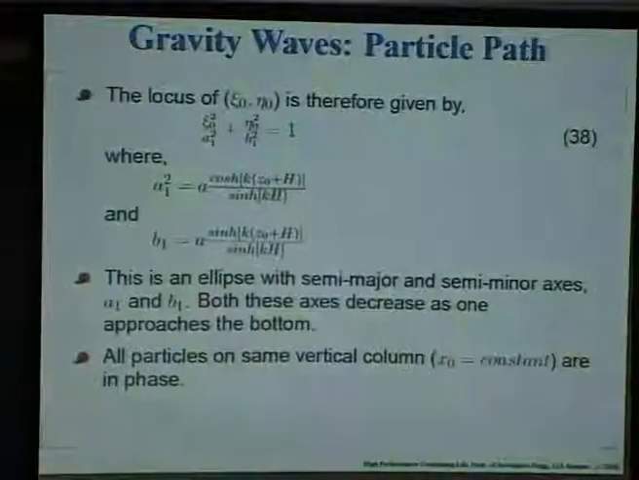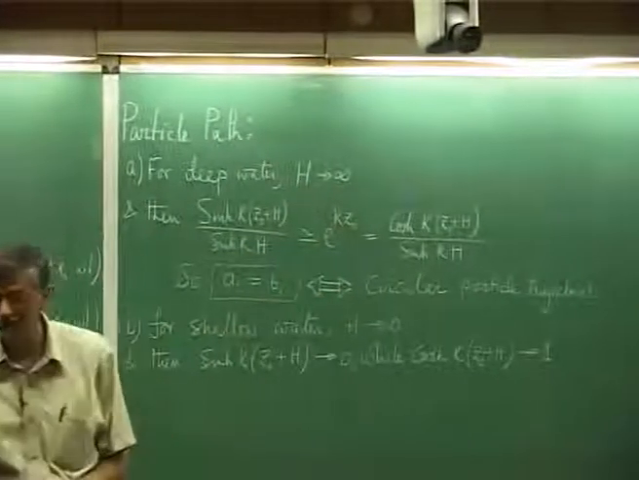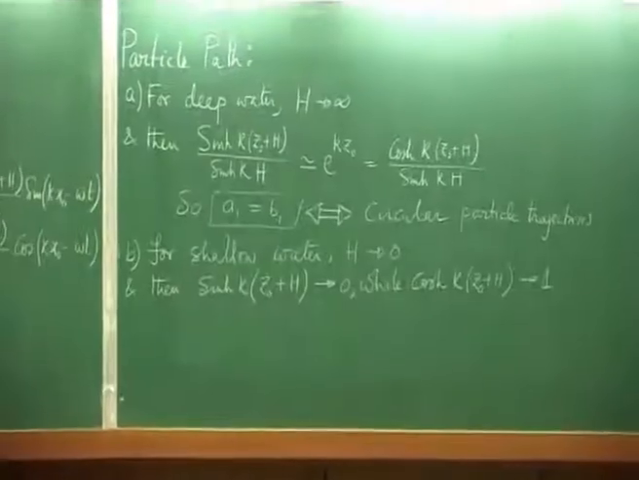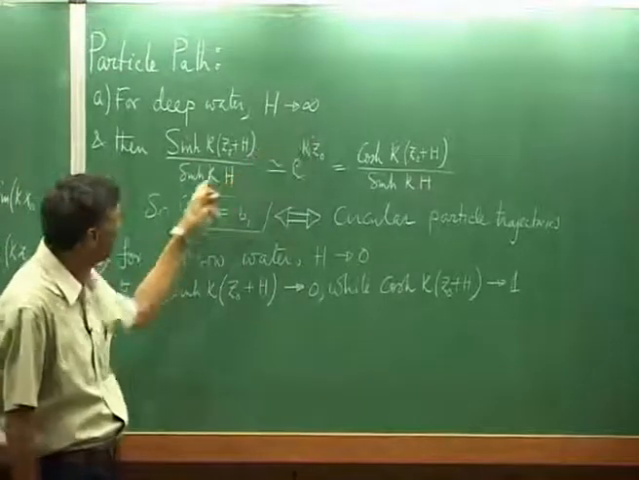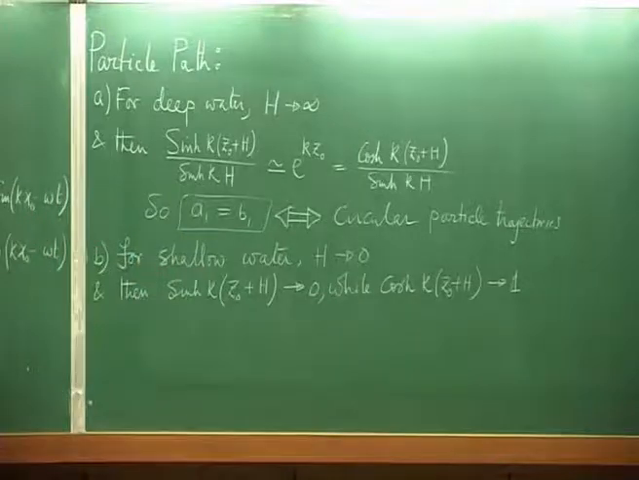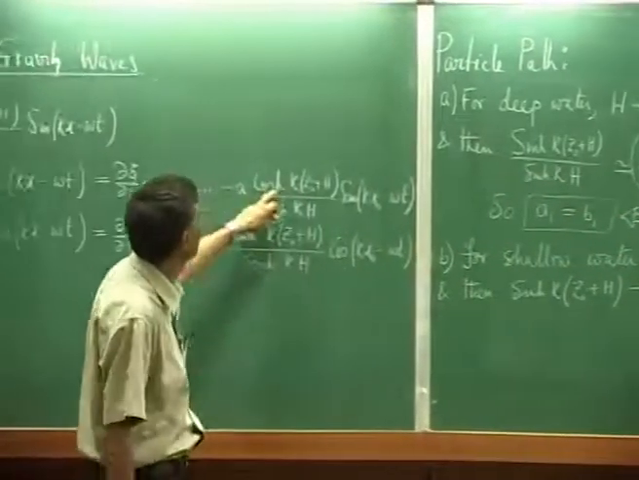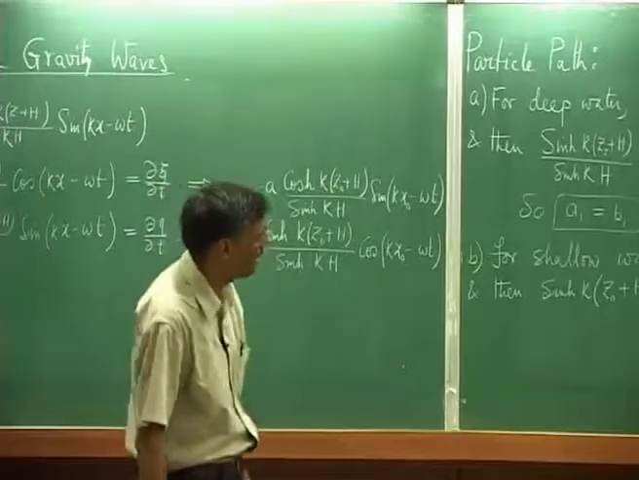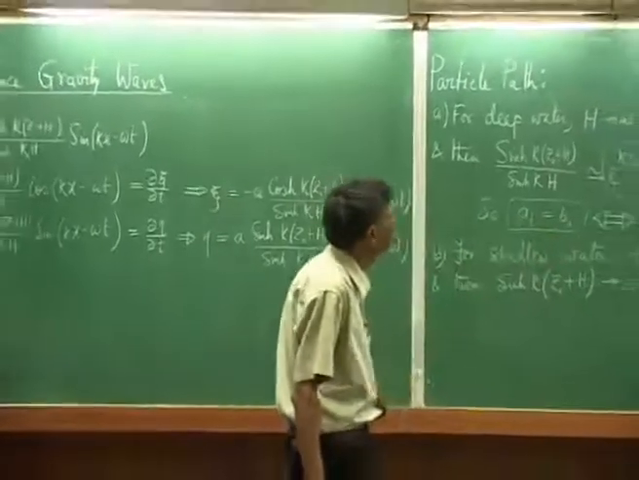However, if you look specifically at deep water waves, then h would approximately tend to infinity or be very large. Then if you write these in exponential form, you can see that for h very large, this quantity, sinh of k times z plus z naught plus h divided by sinh k h, would go to this value, and so would the other one, cosh of k times z naught plus h divided by sinh k h. So, what happens as a consequence? A1 is equal to B1.